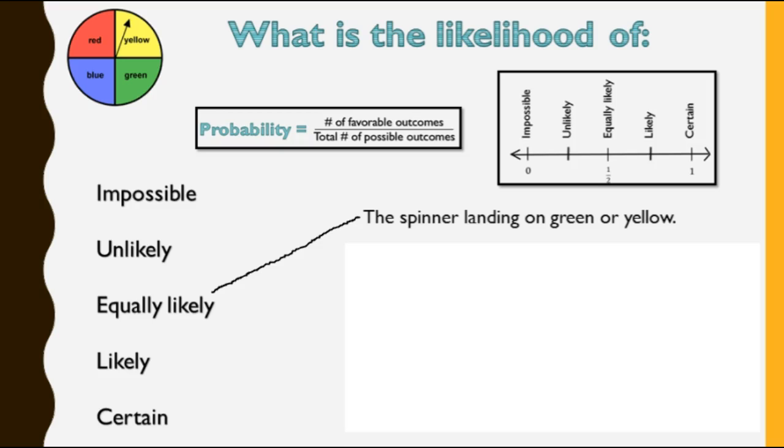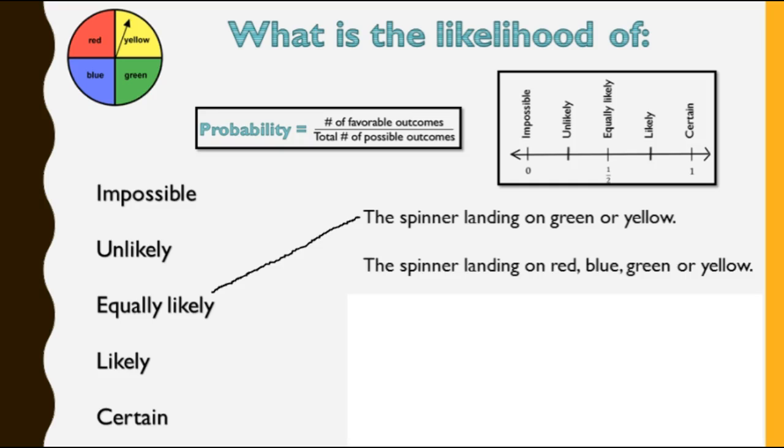So I'm going to draw a line to that. Okay, let's look at the next one. What's the probability the spinner will land on a red, blue, green, or yellow? A red, a blue, a green, or a yellow. That's 4 favorable outcomes. And there's 4 total possible outcomes, right? That equals 1. So, looky here, we can use the word certain. Okay, so I'm going to draw a line to certain.